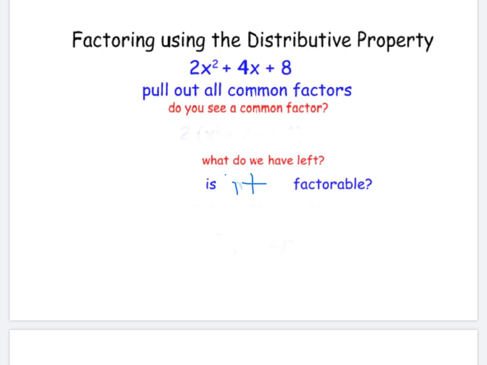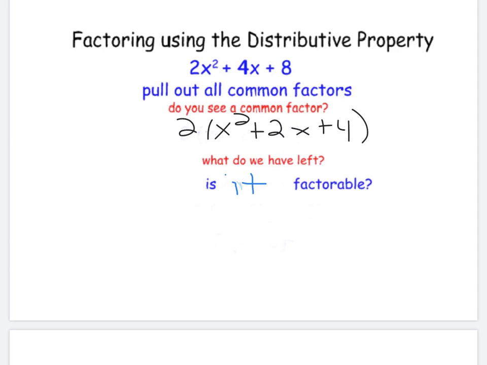So if we look at our terms, 2x squared plus 4x plus 8, if we look at all three of those terms, the biggest common factor that we see is a 2. So I'm going to pull out a 2. If I take a 2 out of 2x squared, I'm left with x squared. If I take a 2 out of 4x, I'm left with 2x. And if I take a 2 out of 8, I'm left with 4. So what do we have left? What we have left is x squared plus 2x plus 4.